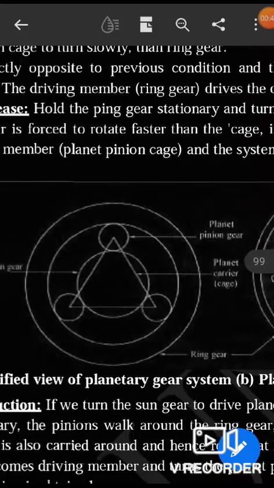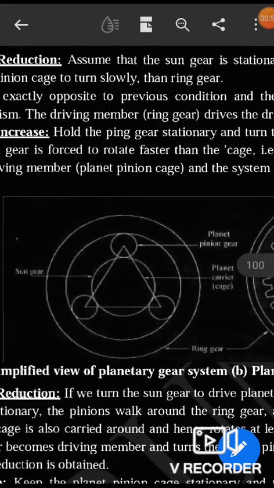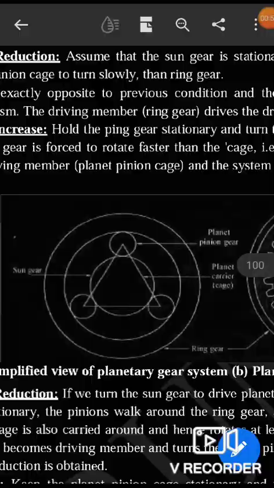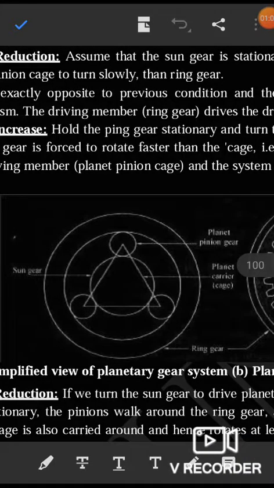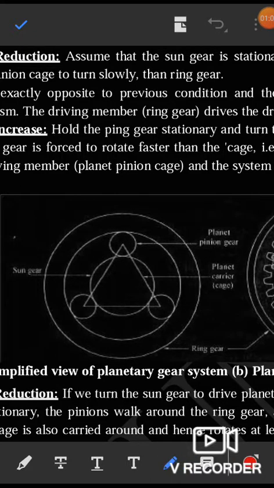So first I will show you the different parts of the planetary gear system in the simplified view.